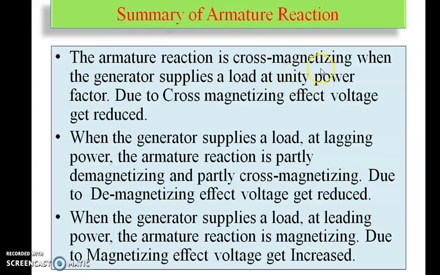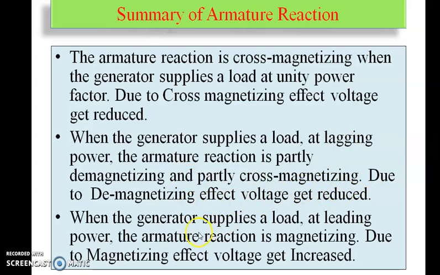Okay, and due to the cross magnetizing effect, what will happen? My terminal voltage gets reduced. Similarly for the demagnetizing effect, what will happen? My demagnetizing effect appears at a lagging power factor, and it is always of lagging power factor nature. So because of this demagnetizing effect, again my terminal voltage gets reduced.